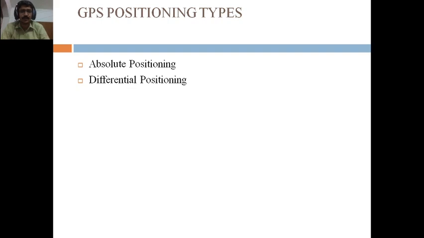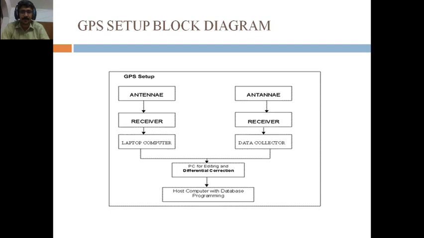So what are the types of positioning we can make? Absolute positioning, the exact point. Differential positioning, based on 2 or 3 points I can fix the unknown points. Differential positioning. This is the setup block diagram for it.